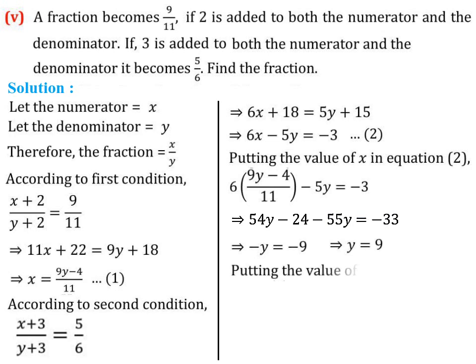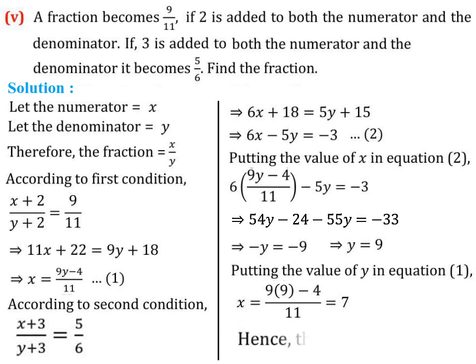So now putting this value in equation number 1, I will get x equals (9 into 9 minus 4) divided by 11. So 81 minus 4 is equal to 77 by 11, which will become 7. So here we can say the fraction is x by y, where the value of x is 7 and y is 9. So my fraction is 7 by 9. So that will become my fifth question.